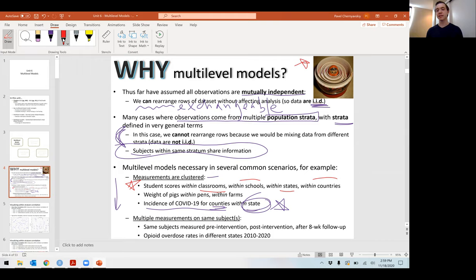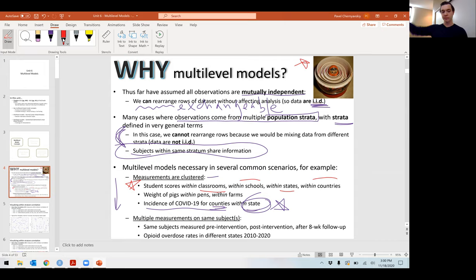So you can think of, why would they be clustered within classroom? Well, all the students inside of a classroom had the same teacher, had the same classroom environment, had the same cultural components of the classroom. Why would the classrooms within school be clustered? Well, they were all subject to the same school-level policies. All the classrooms within the same school probably have similar demographics, because schools tend to be located in certain neighborhoods of a city. Schools within a state, you know, state level policy, state level funding. States within countries, you can see that this goes on and on and on.